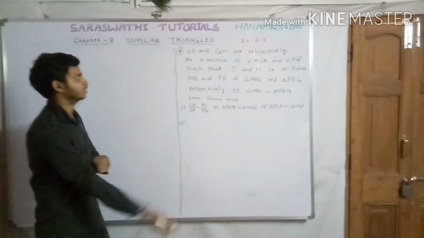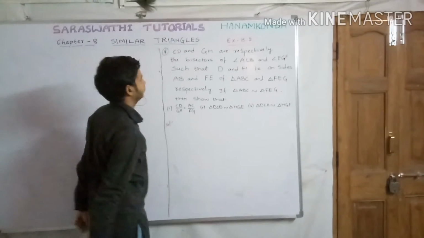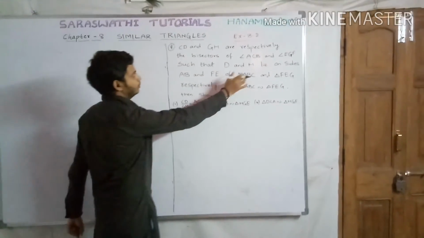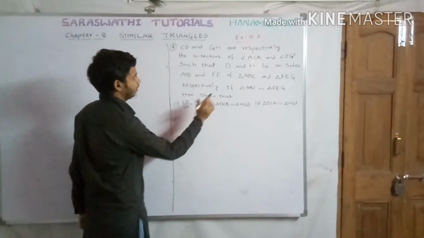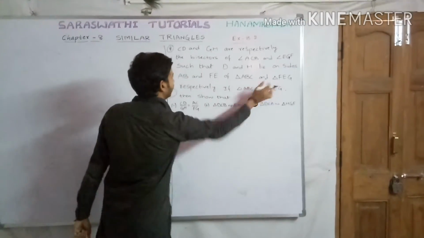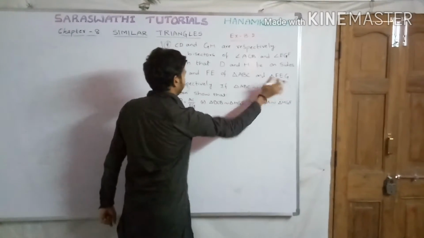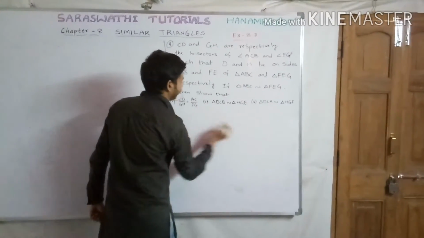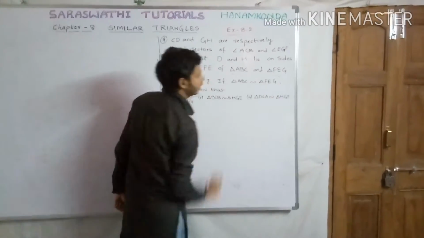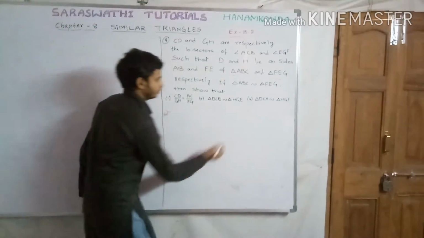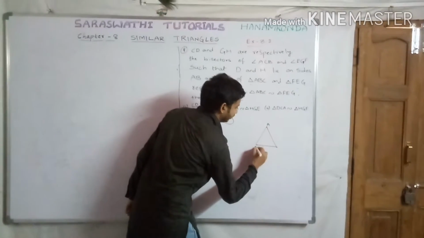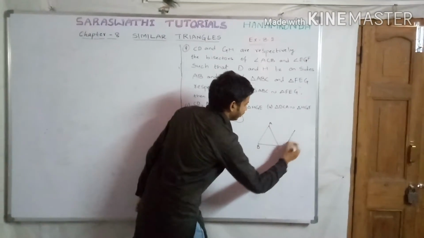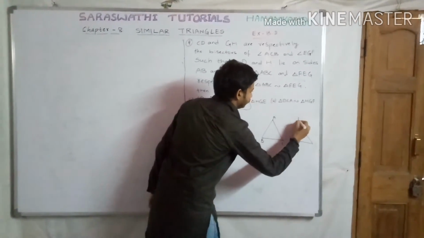The next question is, CD and GH are respectively the bisectors of angle ACB and angle EGF, such that D and H lie on the sides AB and FE of triangle ABC and triangle FEG. It is given. So first step is draw the two triangles, triangle ABC and triangle FEG.